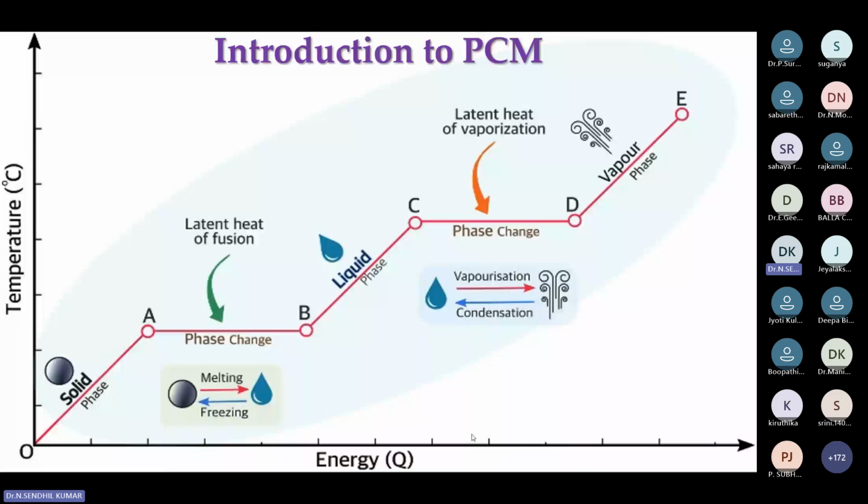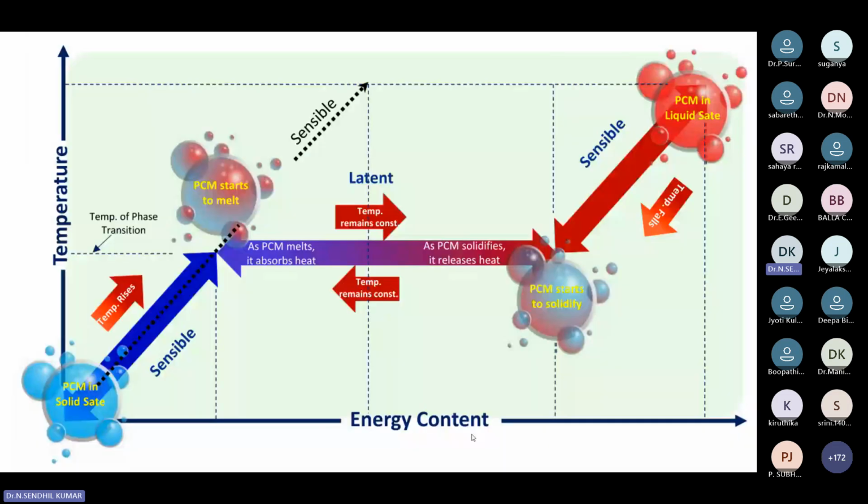This is another sensible heat example. Only during the phase change, because the melting point will be there. Say, for example, wax. Wax has a melting temperature of around 58 to 60 degrees. Once the temperature increases beyond that, it will automatically melt. So during melting, it will absorb some heat. It will become completely liquid. Once solid wax becomes liquid, then what will happen?